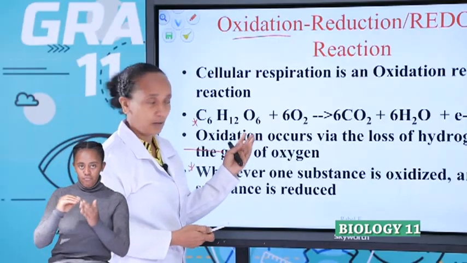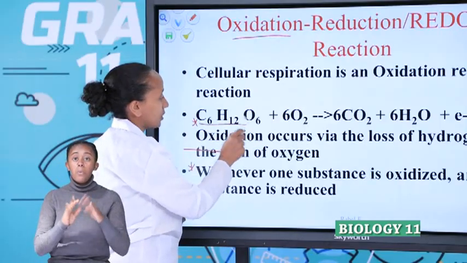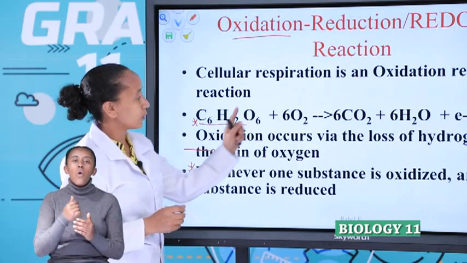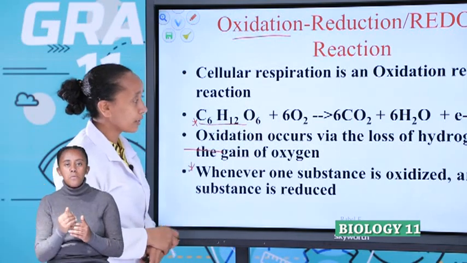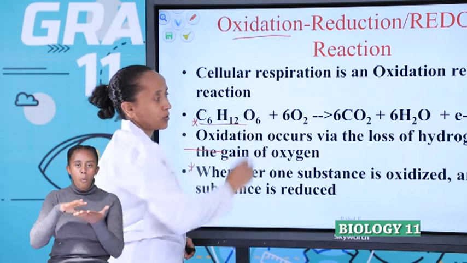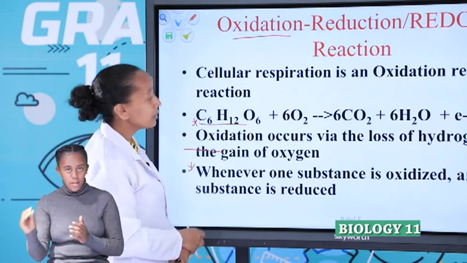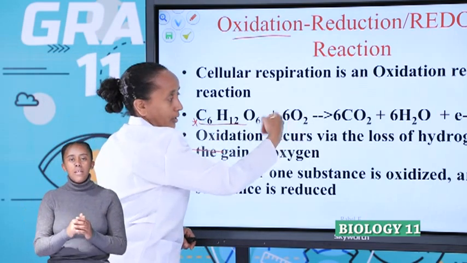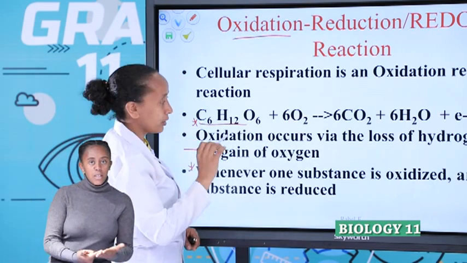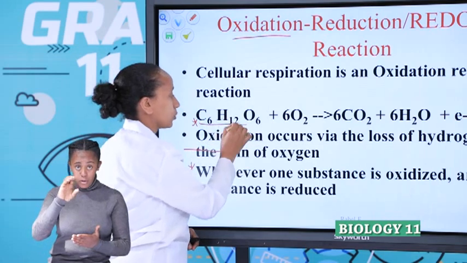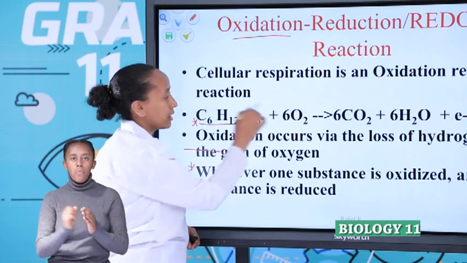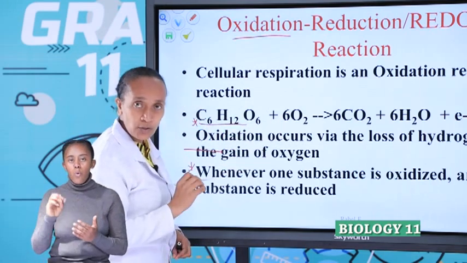In our case, our respiratory substrate is glucose. Glucose combines with oxygen to produce carbon dioxide, water, and some ATP. In this reaction, the reaction is a redox reaction. It is a redox reaction because glucose is oxidized and oxygen becomes reduced.